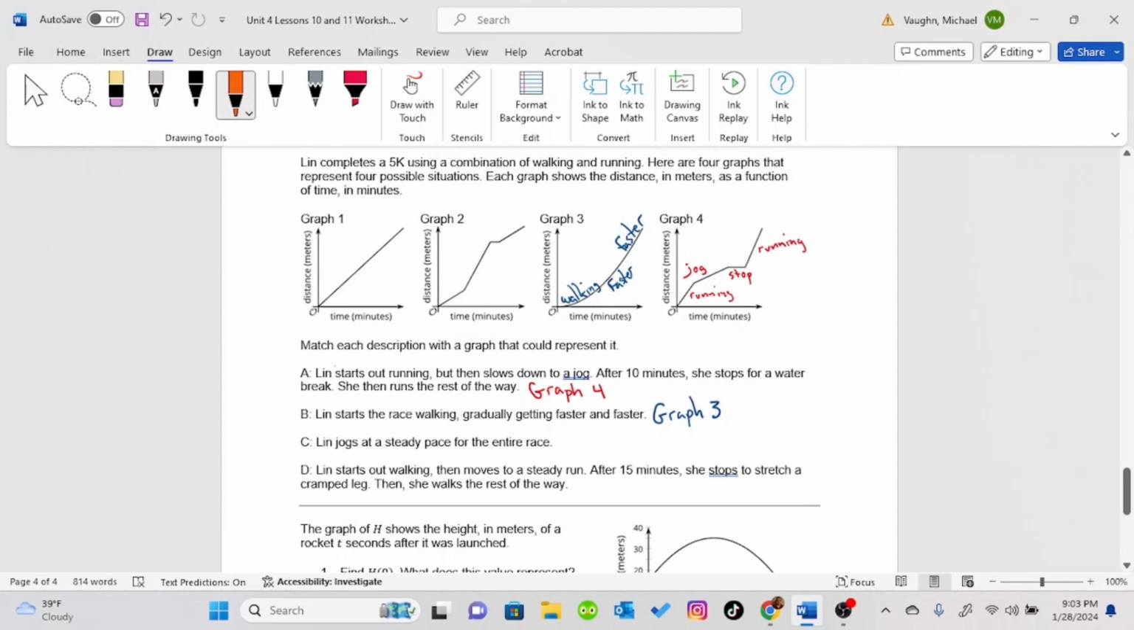C says Lynn jogs at a steady pace for the entire race. This would be graph 1. This never changes. So this is a steady pace. It doesn't get steeper. It doesn't get flatter. It goes up at the same rate the entire time. So C matches graph 1.